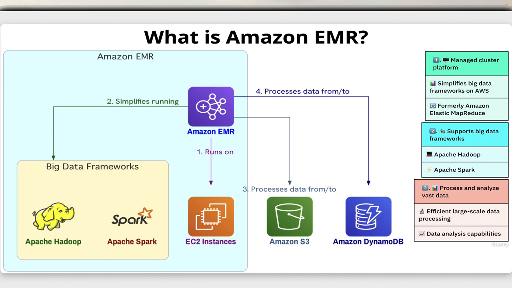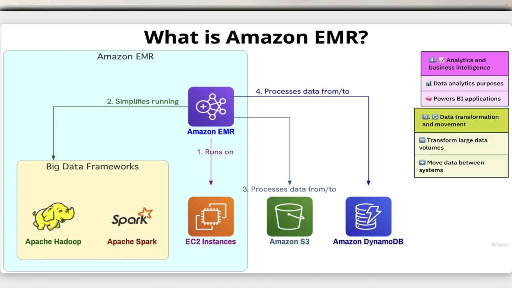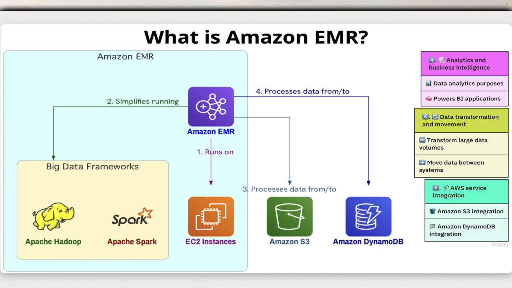The primary purpose of Amazon EMR is to enable the processing and analysis of large-scale datasets efficiently. Users can utilize EMR and its supported frameworks for various data analytics purposes and to power business intelligence applications. Amazon EMR provides capabilities to transform data and facilitate the movement of large data volumes between different systems. EMR seamlessly integrates with other AWS services, which allows users to move data into and out of popular AWS data stores like Amazon S3 and databases like Amazon DynamoDB.